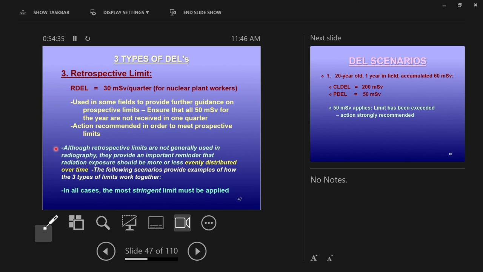Okay, so this limit specifically is not used in radiography. It's still there, in the background. It's a law. We still follow it, but we don't have to worry about it, in other words. And you won't be tested on the retrospective limit.